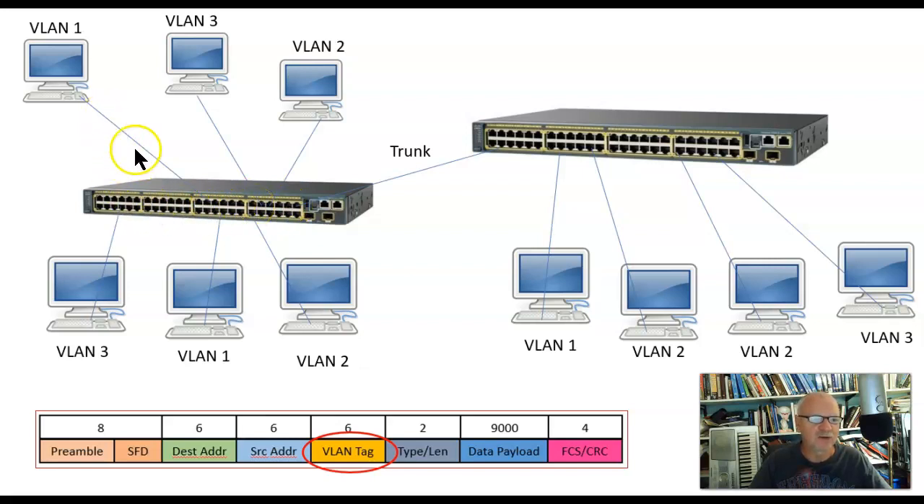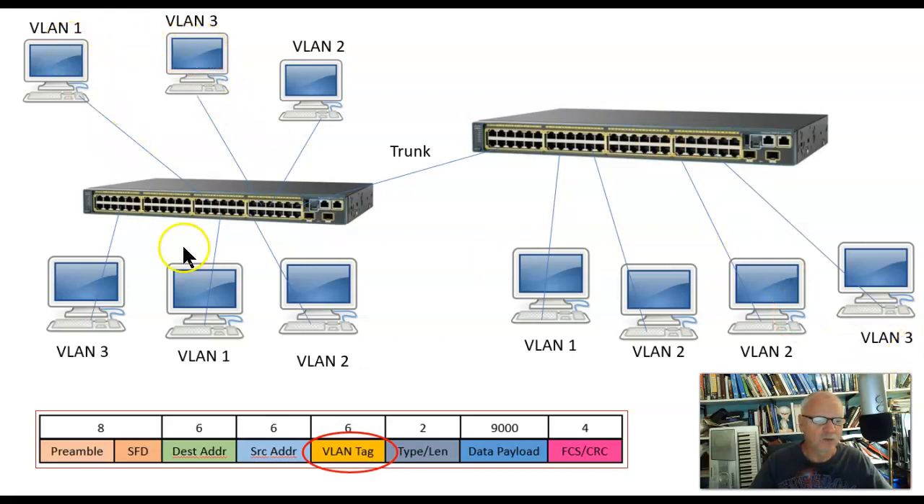So here what I've done is I've said, well, this port belongs to VLAN 1, this port over here belongs to VLAN 3, this port here belongs to VLAN 2, this port belongs to VLAN 3, and so forth. Now I have a trunk line here between these two switches, and again I've got a VLAN 1 here, and a VLAN 2 here, and a VLAN 2 here, and so on.